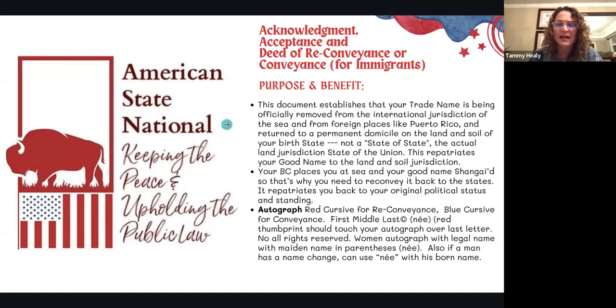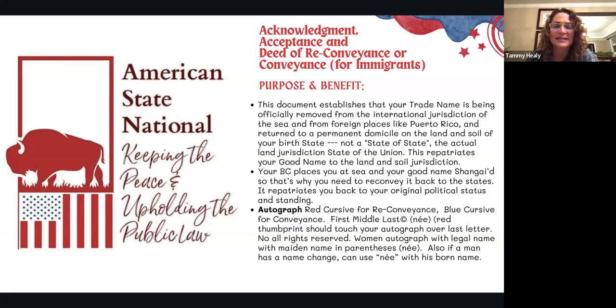Okay. This document establishes that your trade name is being officially removed from the international jurisdiction of the sea and from foreign places like Puerto Rico and returned to a permanent domicile on the land and soil of your birth state, not a state of states. So it's not going to say state of New Jersey, right? The actual land jurisdiction state of the Union, which is New Jersey State. This repatriates your good name to the land and soil jurisdiction.